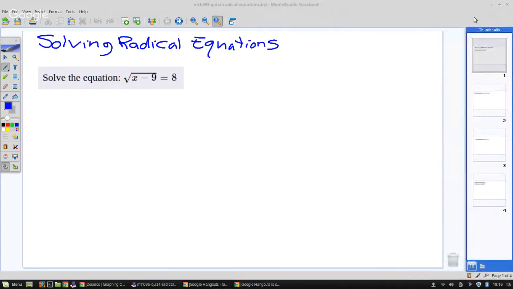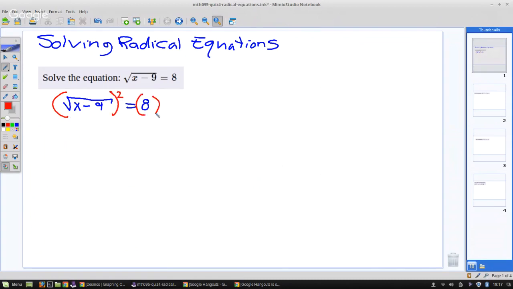We're going to take a look at solving some radical equations. So the trick to radicals, especially the square root kind, is to use squares to solve. So to solve this equation, I'll just rewrite it first. Square root quantity x minus 9 equals 8. And so what we want to do is take the square of both sides.